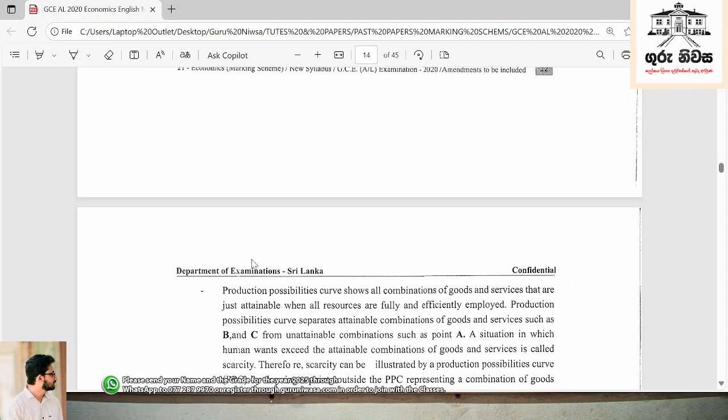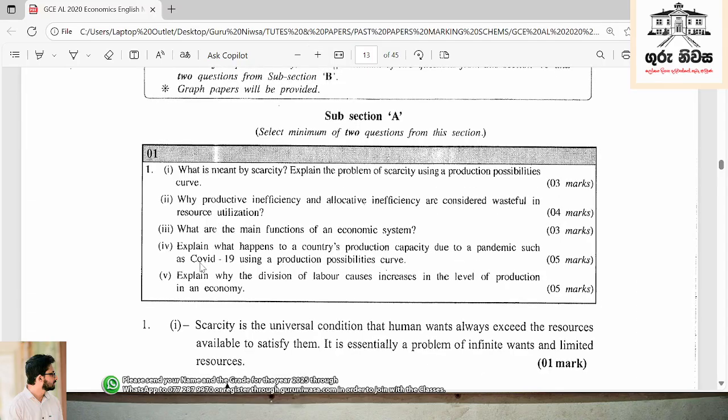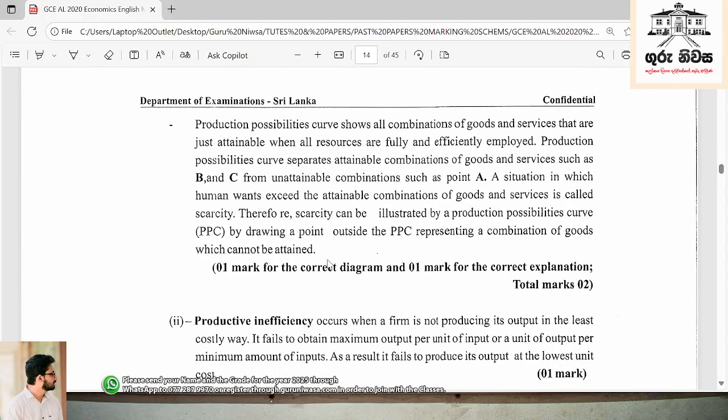Number one, Lamai, read the question properly. Question number 4. Explain what happens to a country's production capacity due to a pandemic such as COVID-19 using a production possibilities curve. Okay, Lamai, 5 marks. This is the given answer.